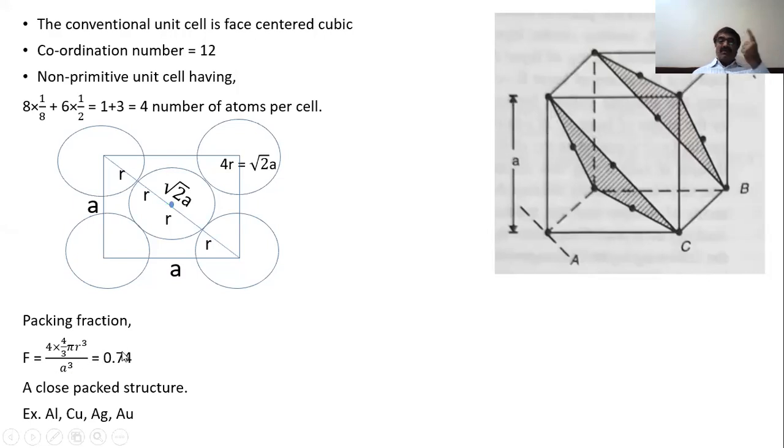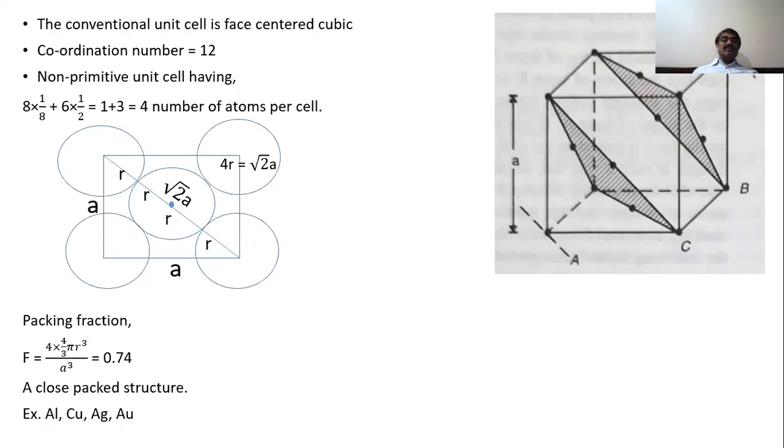It is definitely a close packed structure. Examples are the heavy, costly metals: silver, gold, copper, aluminum. These are examples here. In this way, you can summarize that close packed structures are of two types: hexagonal close packed structure and face-centered cubic structure. The characteristics are coordination number 12, meaning the nearest neighbors are 12, and the packing fraction is equal to 0.74.